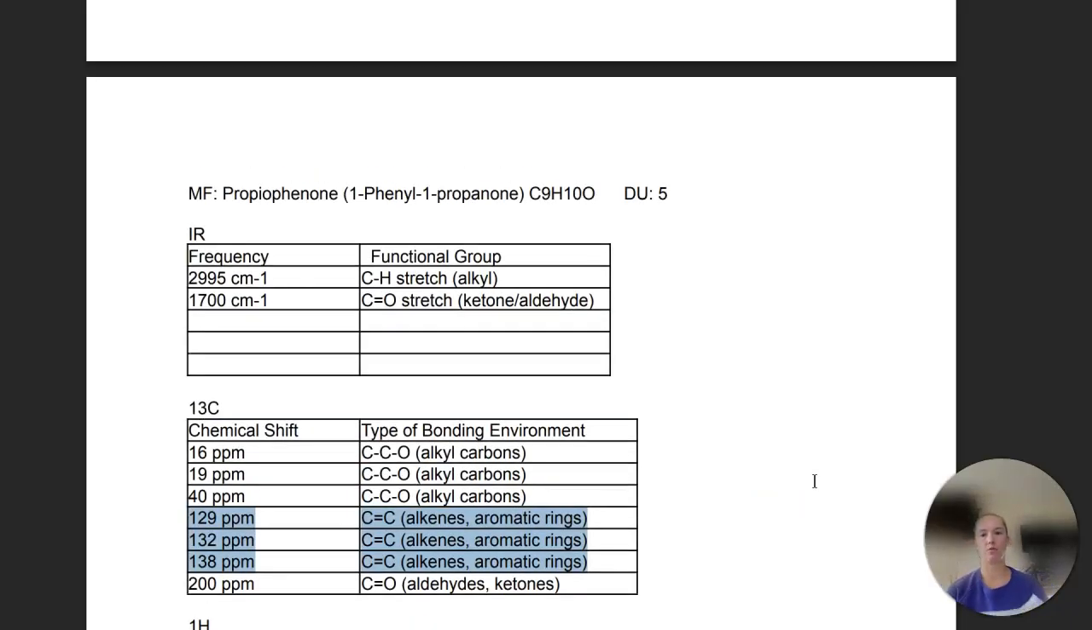And again, I have the molecular formula at the top, C9H10O, propiophenone, and then I also did the formula here, corresponding to 5, as it was earlier.